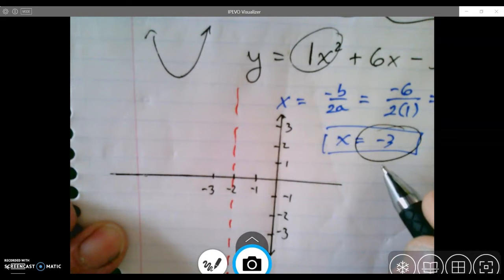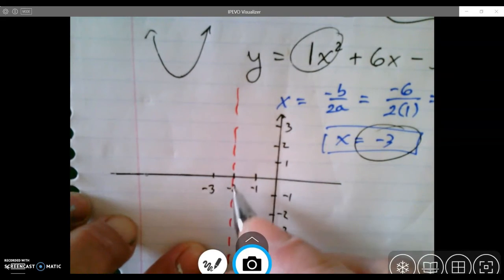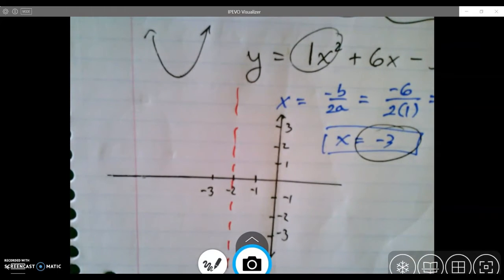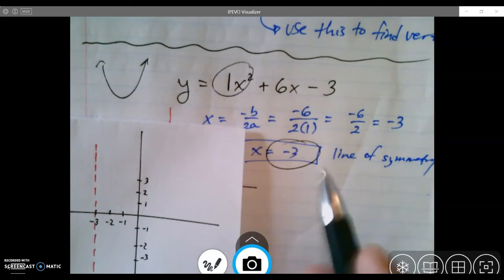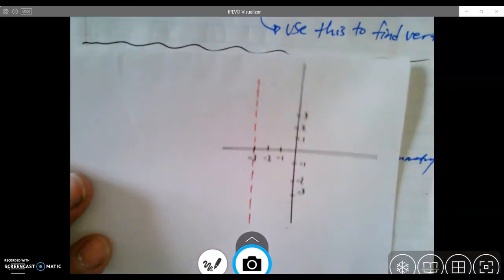Negative 3 was our line of symmetry, and I put it at negative 2. Give me 1 second, I'll fix that. Okay, so I've redrawn it here, and there's my graph. Let me move it over to here.